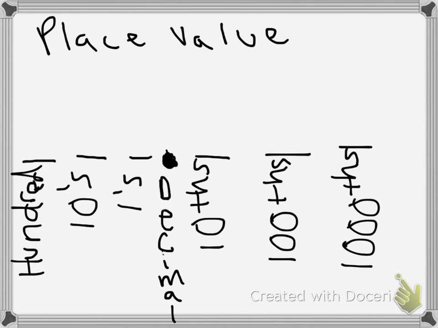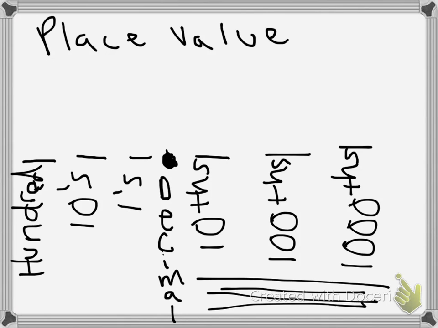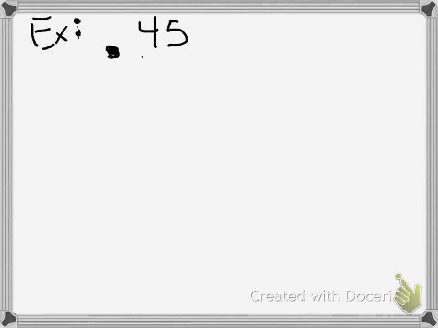And this is where we're going to live when we are changing a decimal to a fraction. Okay, we're going to live in this little area here. So any decimal that we're turning into a fraction, we're going to use these place values: tenths, hundredths, and thousandths. Okay, so here's my example. My example is 0.45 or 45 hundredths. Okay?